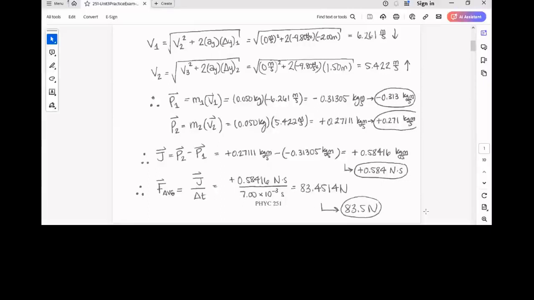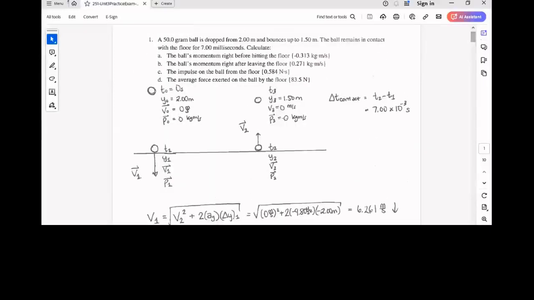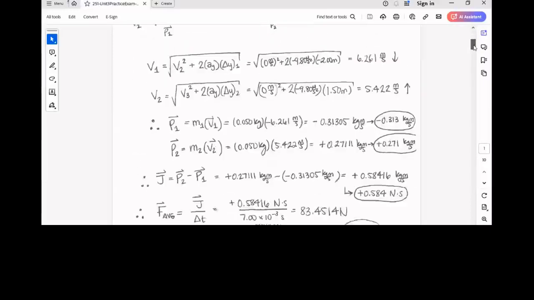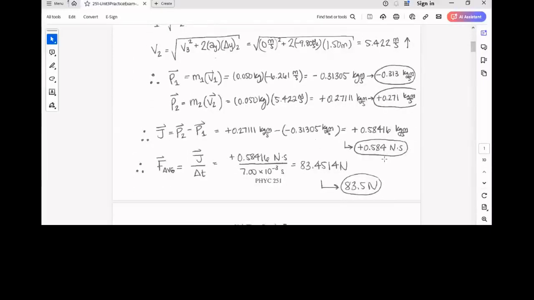So this is a positive impulse, which makes sense with the decision that we made further up concerning our coordinate system. I have the initial position as a positive. The final position is going to be ground level, so y1 is equal to 0, and y2 is also equal to 0. So the force that the floor exerts on the ball is going to be directed in the positive direction. Now for the average force, I can take the impulse and divide that by the delta t.